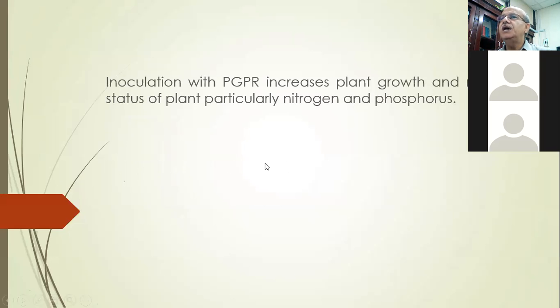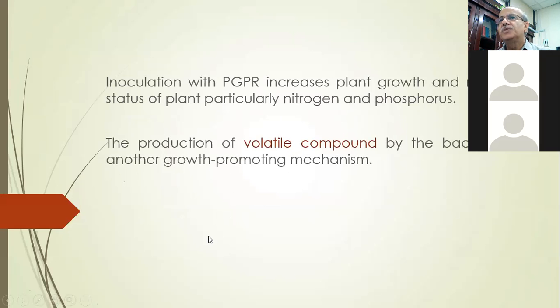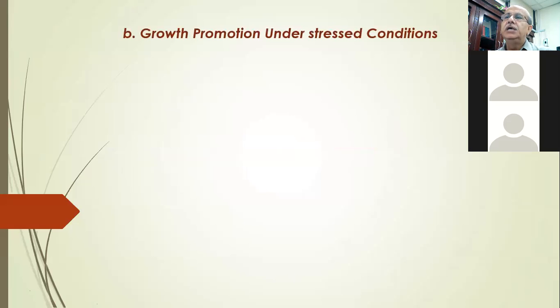Inoculation with PGPR increases plant growth and nutrient status of plant, particularly nitrogen and phosphorus. The production of volatile compounds by the bacteria is another growth promoting mechanism. They produce certain volatile compounds which promote the plant growth. This was the growth promotion under normal conditions.